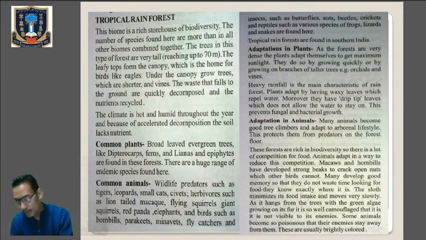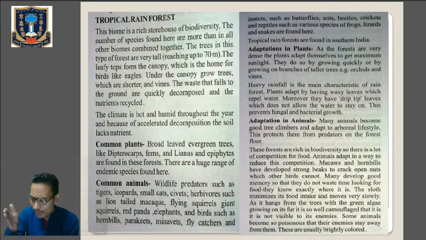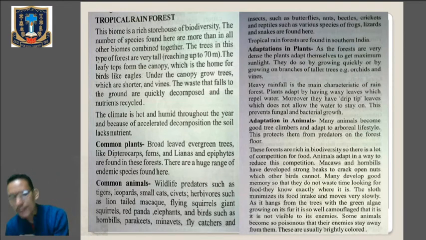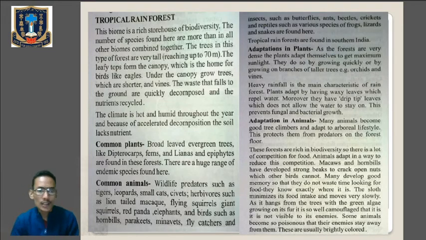Okay, so what do you have to remember over here? You have to remember the characteristics of the tropical rainforest, then the types of plants and animals present in this tropical rainforest biome, then the adaptive features, the adaptations which are seen in the plants and animals present in the tropical rainforest biome. This you have to remember.